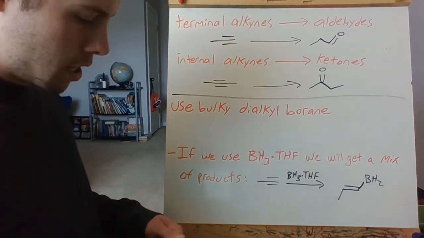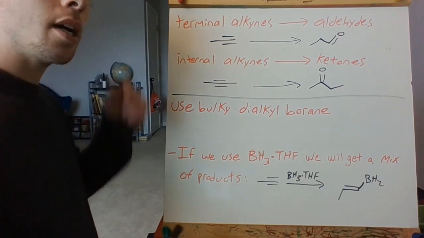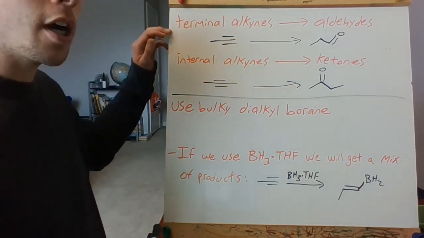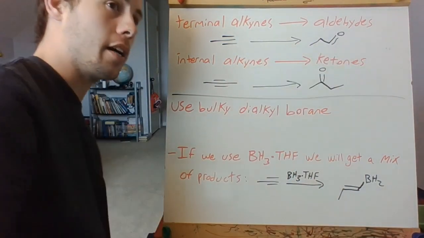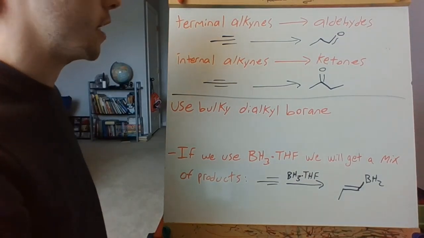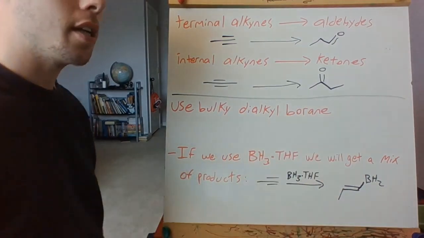So with all the other reactions we've been looking at, again, we can do similar reactions with alkynes that we can do with alkenes. So we can take terminal alkynes, use hydroboration-oxidation to convert them into aldehydes. So this is the first time we've seen the synthesis of an aldehyde. And then if we take internal alkynes, we would get ketones.